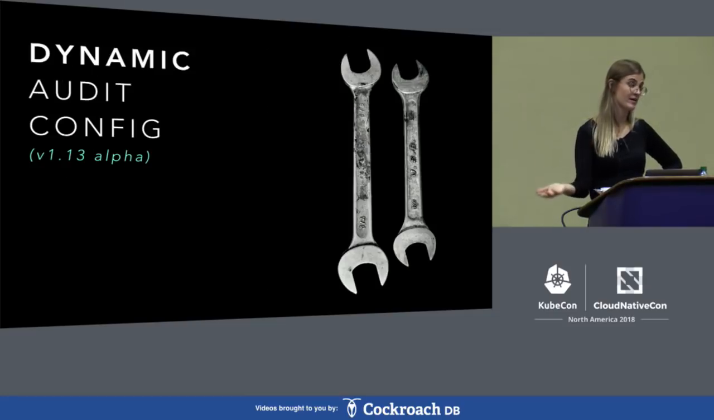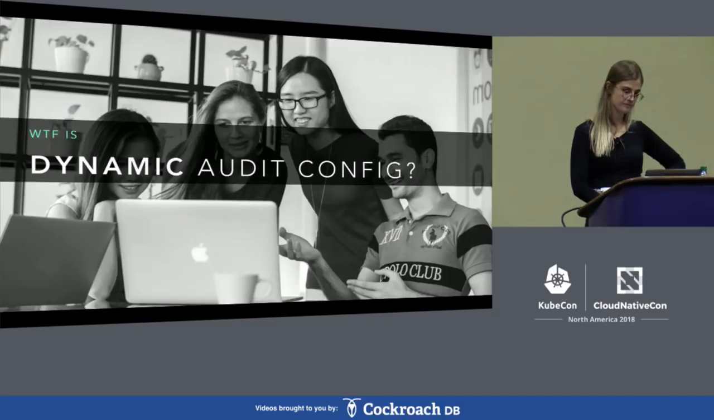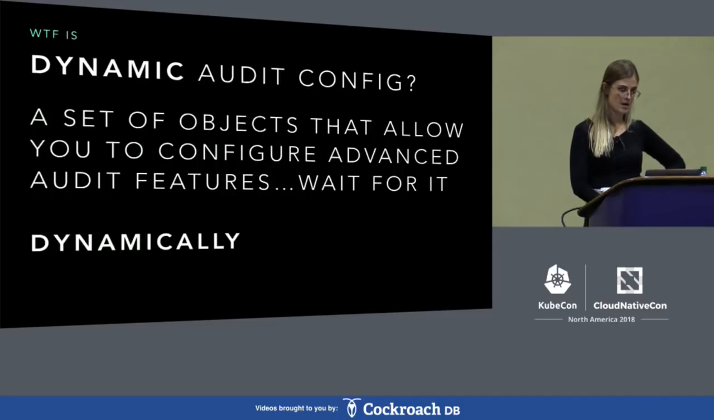Which brings us to dynamic audit configuration. This is brand new in 1.13 and it's still in alpha, but it is super cool and it alleviates a lot of the problems we just talked about. So what is it? Dynamic audit config is a set of objects, some API server flags, and audit sync objects that allow you to configure auditing features dynamically. It's a good name, I'm sorry I couldn't come up with a better definition.